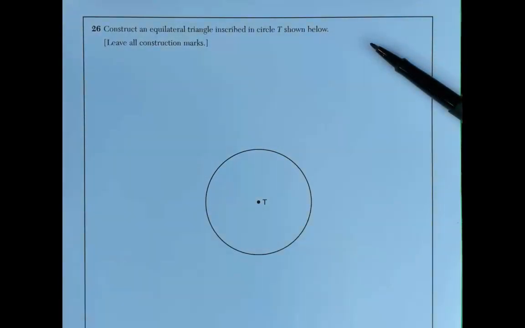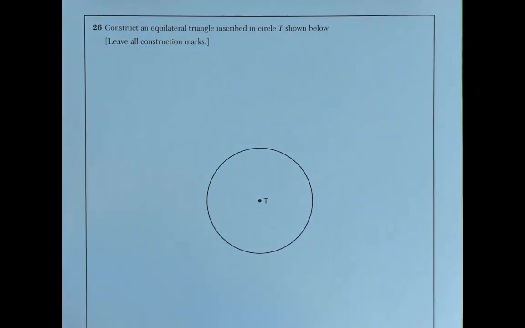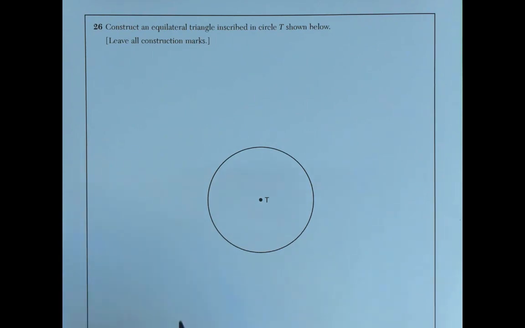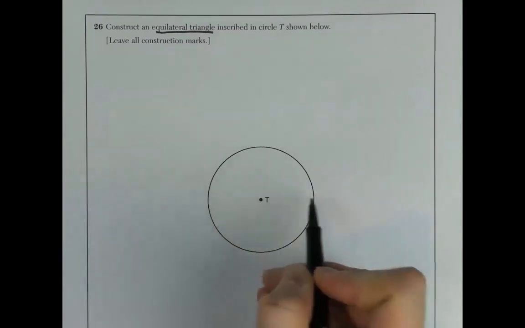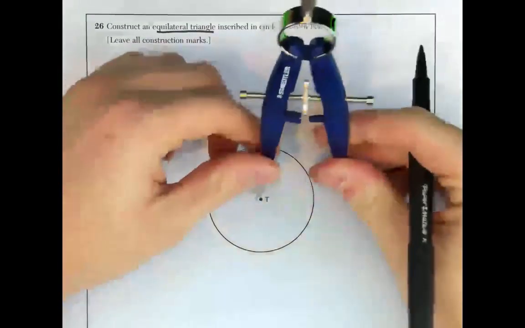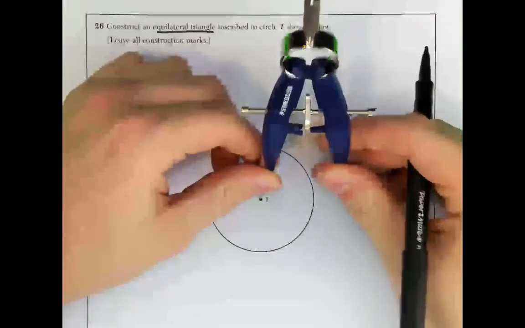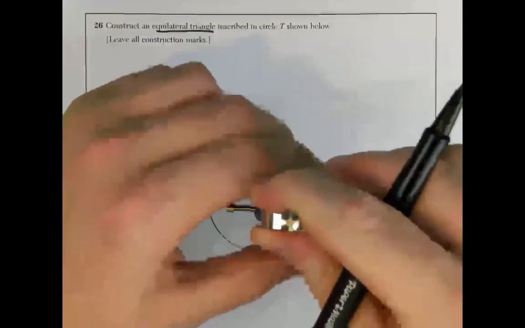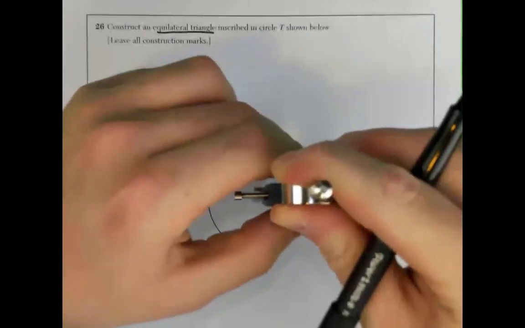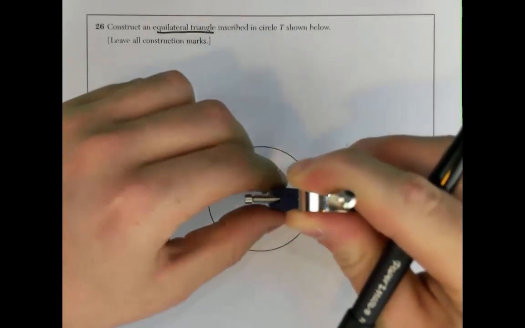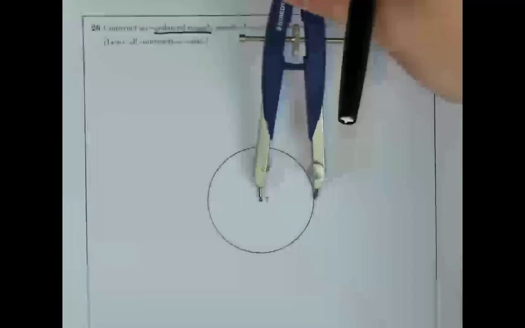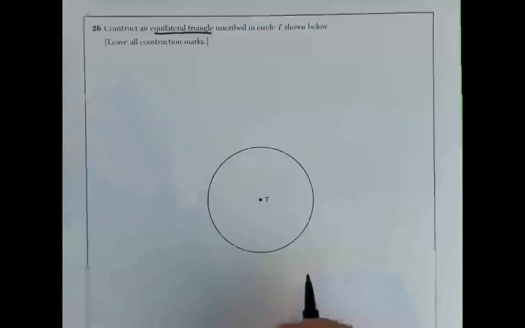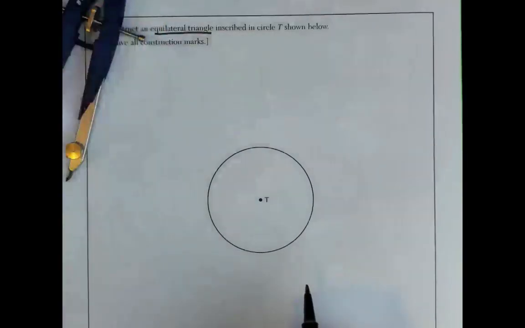So it says here, construct an equilateral triangle inscribed in circle T shown below and leave all construction marks. So remember, to construct an equilateral triangle inscribed in a circle, we need to measure the length of the radius from point T to the end of the circle. So the first thing that I'm going to do is take my compass and measure the length of the radius, which is right there. As you can see, I just measured the length of that radius. All right, so I put my compass aside and I don't touch it.